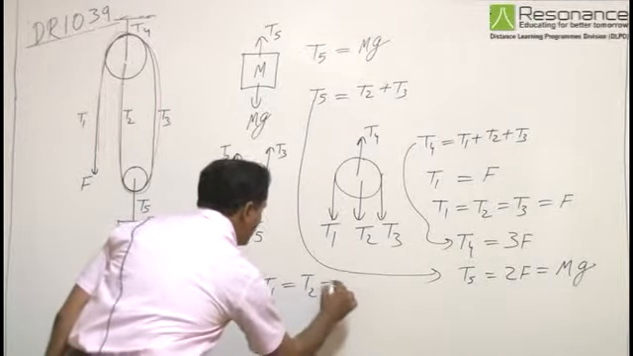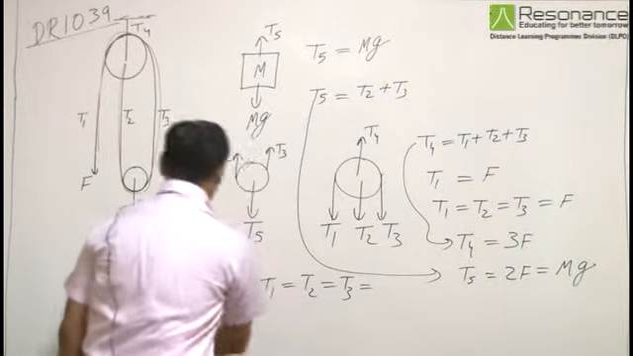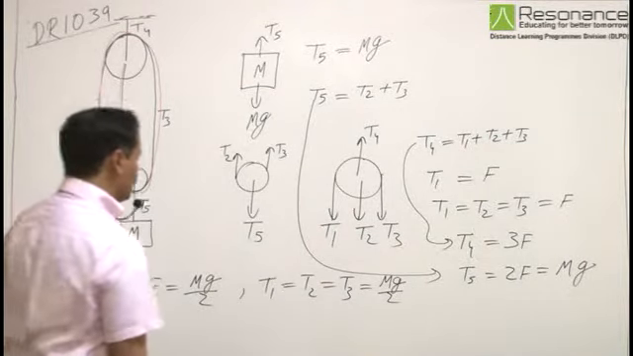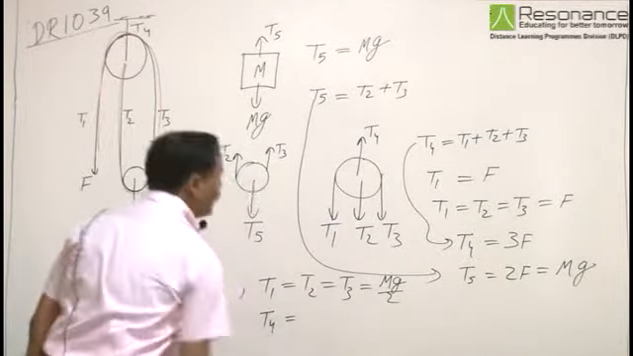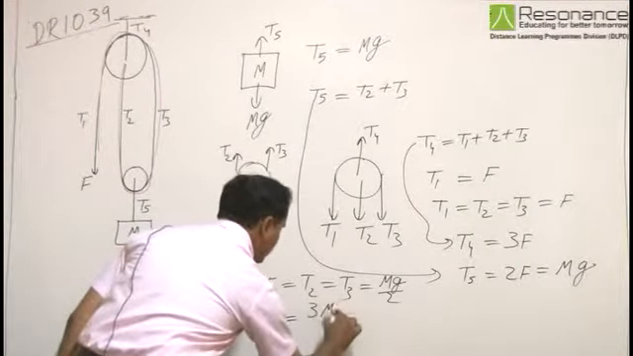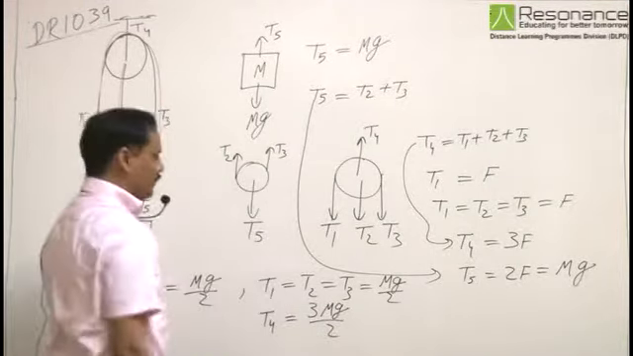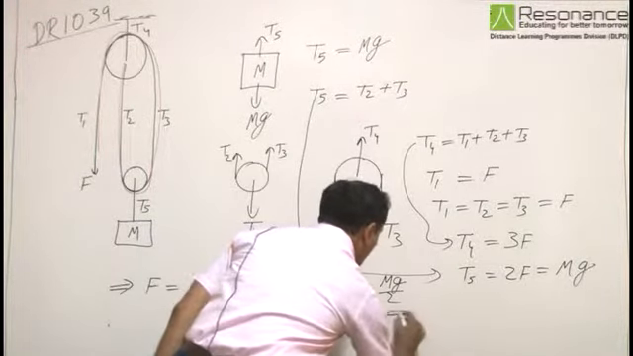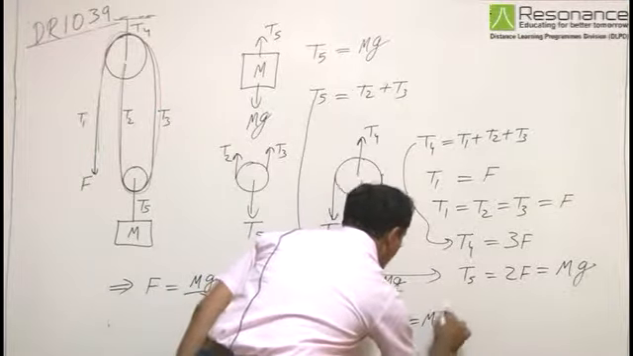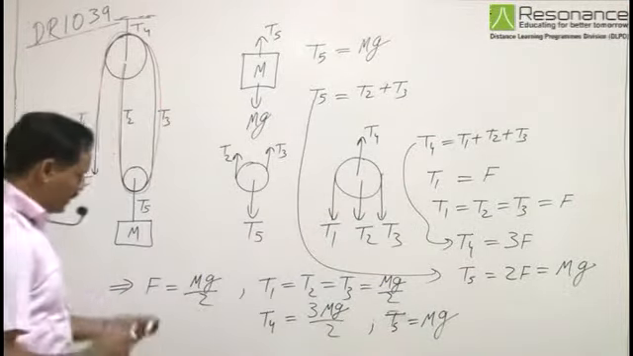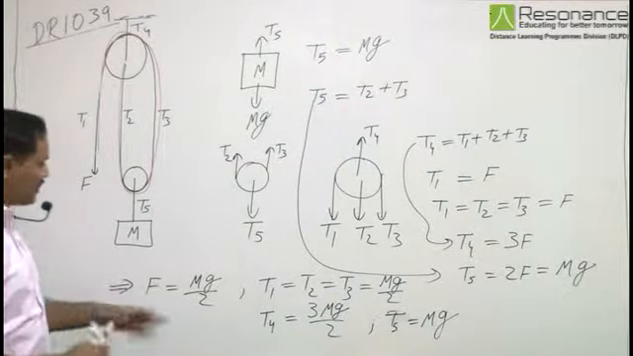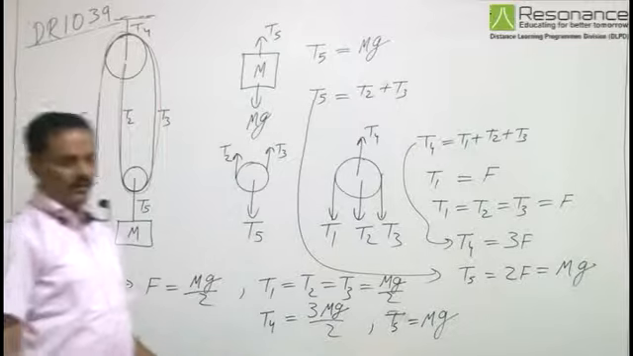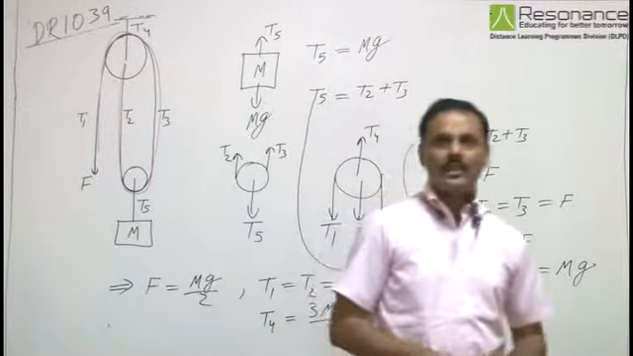T1 is equal to T2 is equal to T3 is equal to F, that is equal to mg by 2, T4 is equal to 3F, that is 3mg by 2, and T5 is equal to 2F, and that is equal to mg. So these are the values of tension T1, T2, T3, T4, T5 and the value of F. So this gives the required answers.